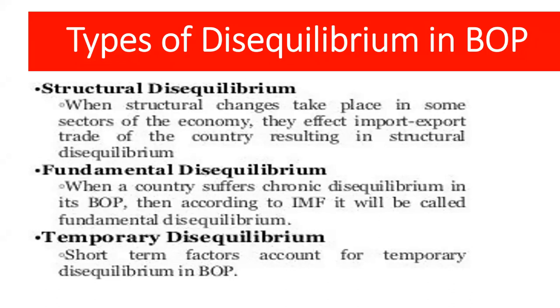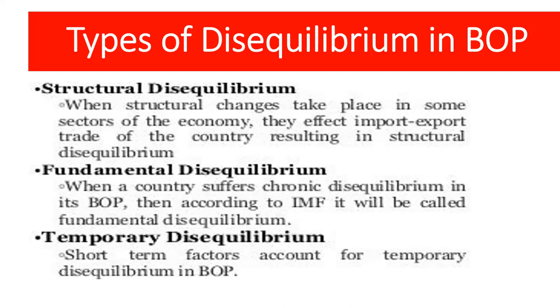Then the fundamental disequilibrium. This is the most dangerous one. Remember this. The fundamental disequilibrium is the most dangerous type of disequilibrium because it occurs when the country suffers disequilibrium in the BOP for a long time. According to the IMF, if the IMF checks that the country has been suffering disequilibrium for a longer time, it will be called fundamental disequilibrium.